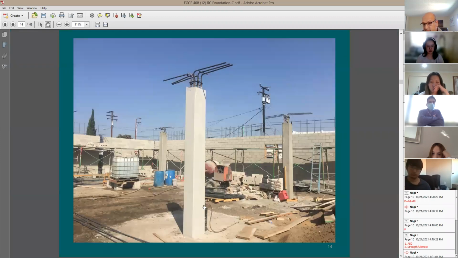Here we go. They put the formwork, they cast the concrete column, and here is the reinforcement going through the concrete slab, the elevated concrete slab.